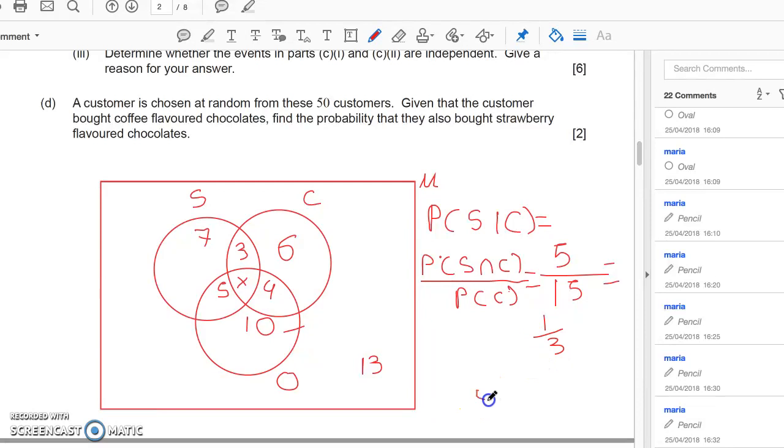As before, if I prefer, I can put 0.33 or 33%. In this case, don't forget the percentage sign. And that's it. That's the end of question 1.